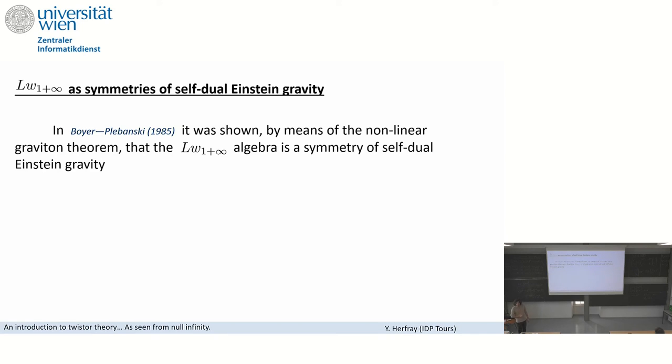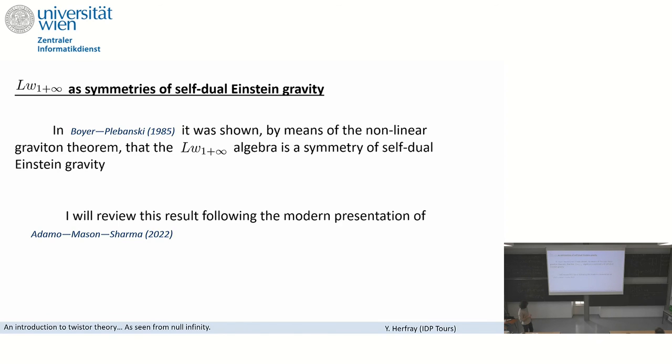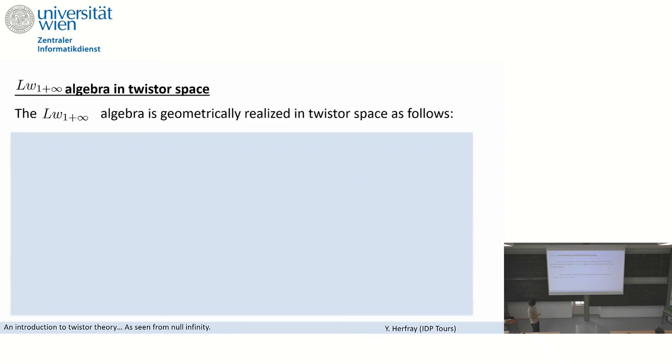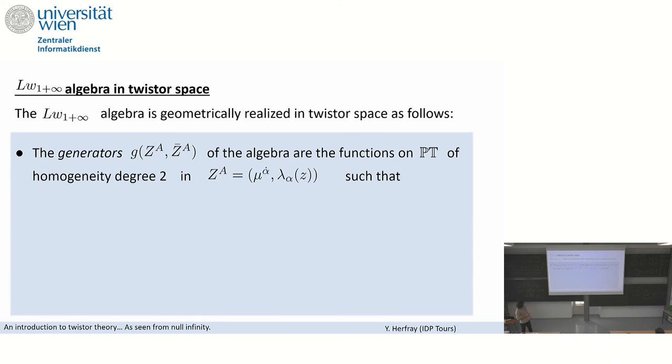It was known, in fact, long before Strominger, but from a completely different perspective, of course, so it took some time to realize it was the same, that there is this result of Boyer and Plebanski, that this algebra really is a symmetry of the nonlinear graviton theorem. And I'm not going to review it from this paper, but rather from the presentation of Tim Adamo, Lionel Mason, and Atul Sharma. And here is the take-home message.